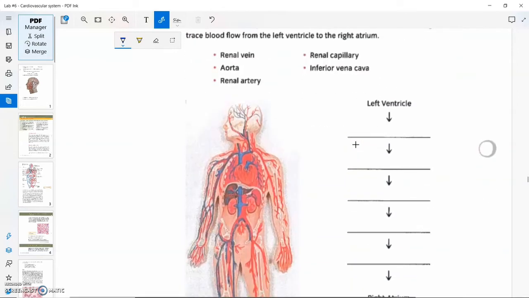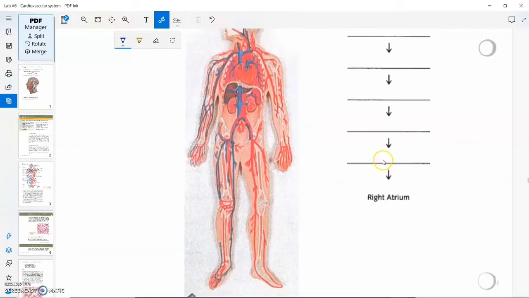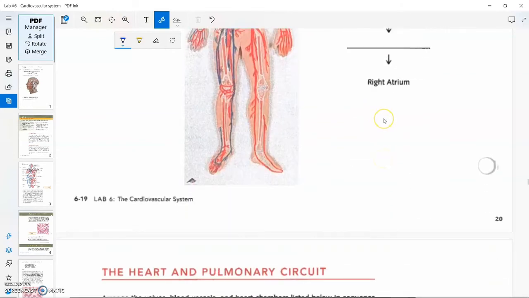So blood flow. From the left ventricle, blood enters the aorta. Then it goes into the renal artery. The renal artery branches further to the renal capillary beds. From renal capillary beds, blood is collected into the renal vein, and the renal vein dumps the blood into the inferior vena cava, which dumps the blood into the right atrium.